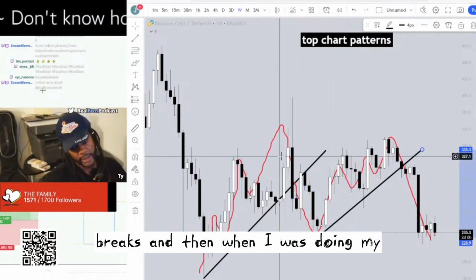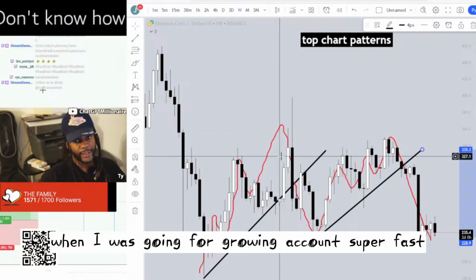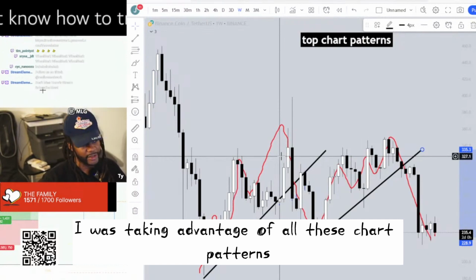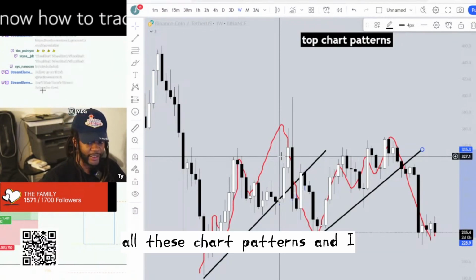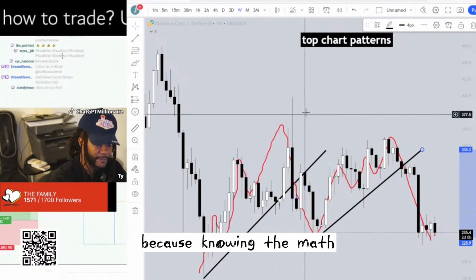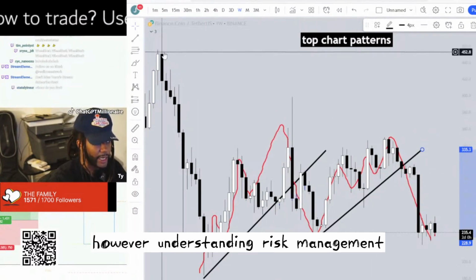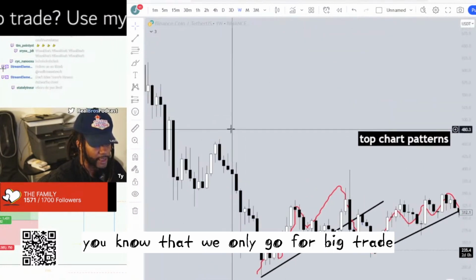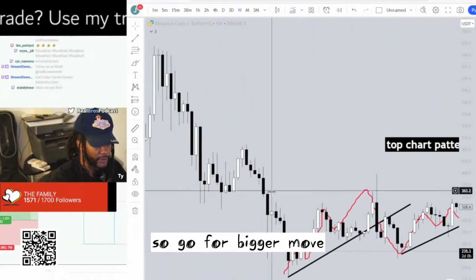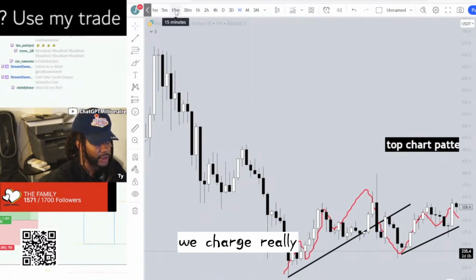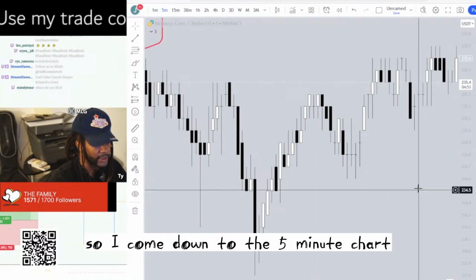And when I was doing my trades at night, when I was going for growing accounts super fast, I was taking advantage of all these chart patterns. I love taking advantage of chart patterns because, knowing the math, you know that you can do it. However, understanding risk management, you know that we only go for big trades. So we go for bigger moves, something like this will catch. Or this is on the week chart actually. So I'll come down to the 5-minute chart.